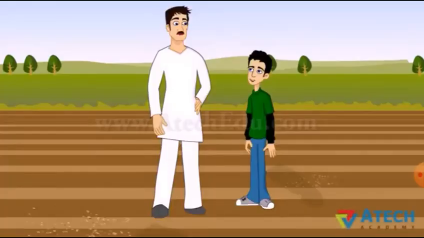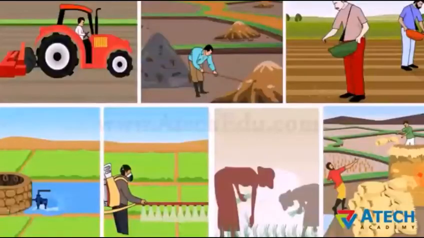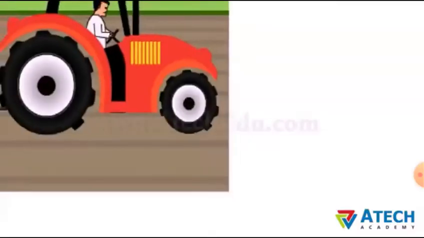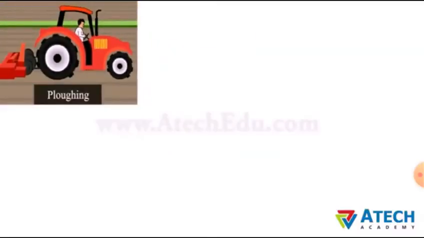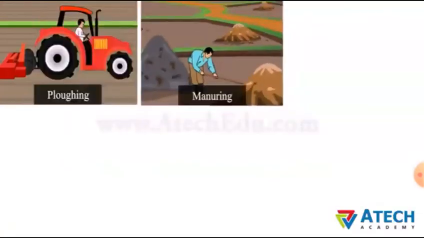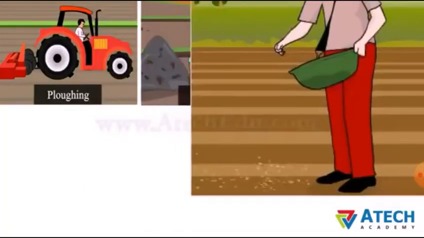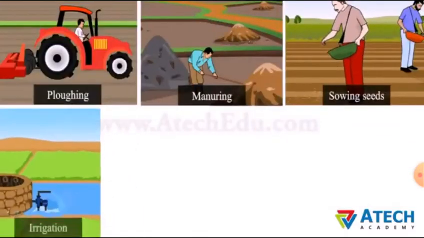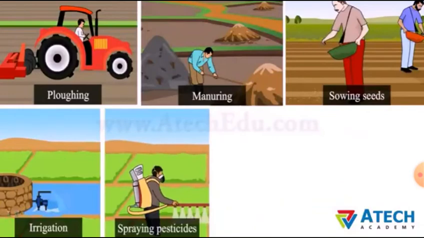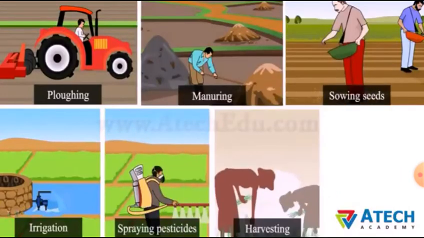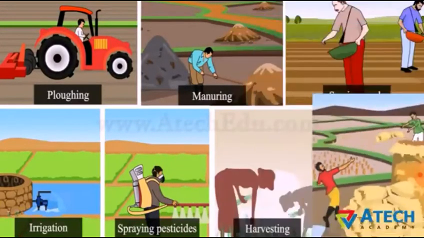Dad, how do the farmers cultivate? Many acts are to be performed before cultivating a crop. These are called agricultural practices. There are different agricultural practices like plowing a field to loosen the soil, manuring for good yield, sowing seeds, irrigation, spraying pesticides and weedicides, harvesting of the crops, and storage.